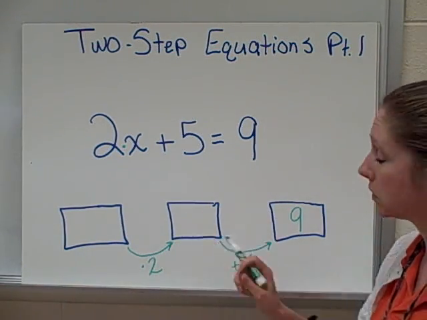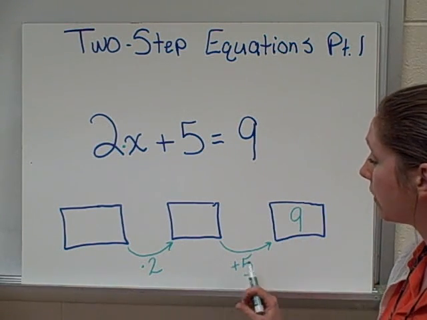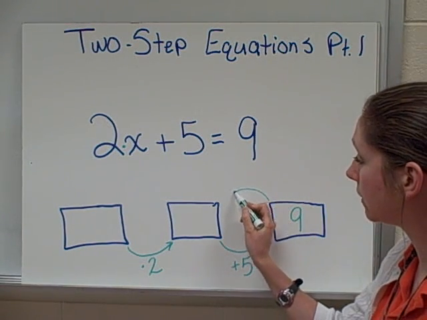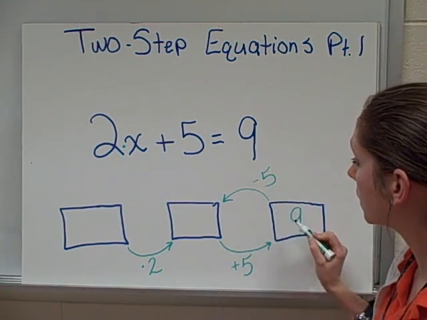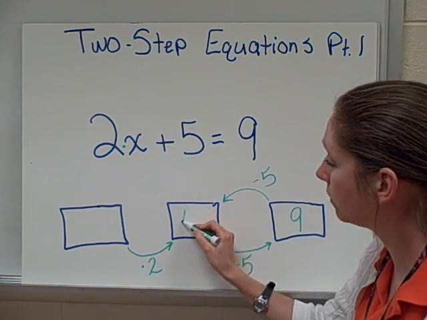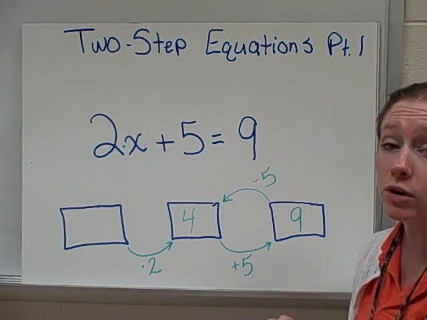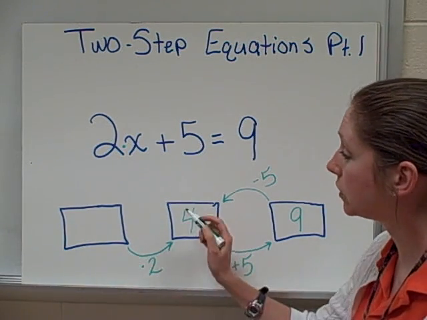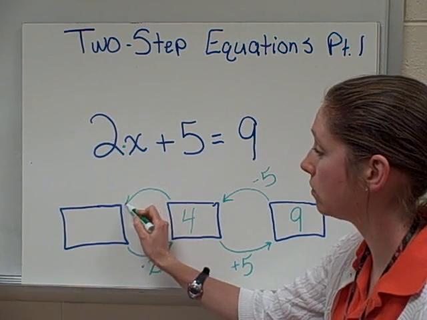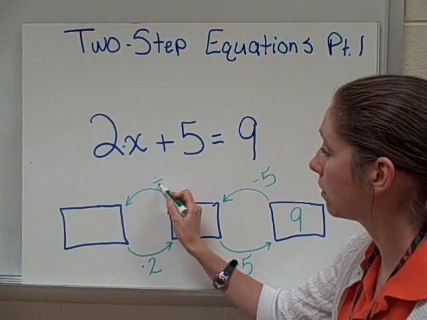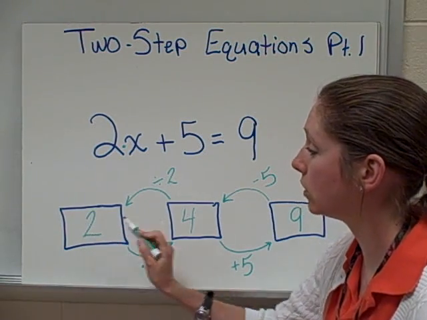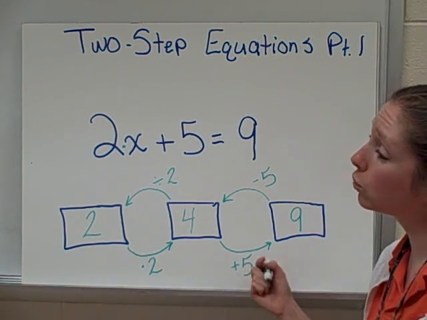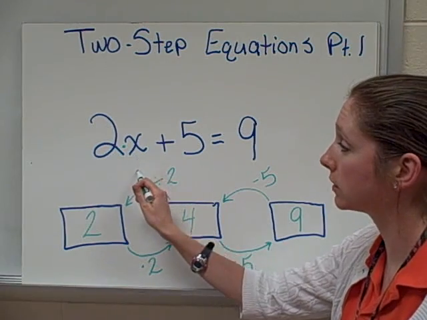So let's work backwards. Instead of plus 5, I'm going to go back and say the inverse of that is minus 5. 9 minus 5 is 4. Remember, inverse operations, instead of times 2, I'm going to divide by 2. And x is equal to 2. Okay, so that's one way to show how to solve for x.